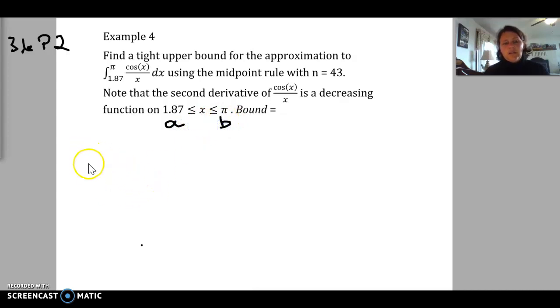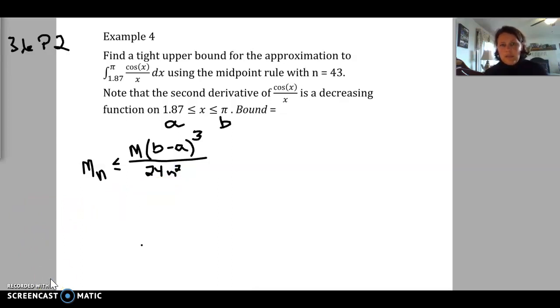Okay, so let's look at our equation. Our equation for midpoint is M sub n is less than or equal to capital M. Now some other books use a capital K to represent your derivative there. So this is going to be our second derivative, the biggest value of our second derivative, times b minus a cubed, over 24n squared. All right, and so we're just going to go through and plug in all of our values.